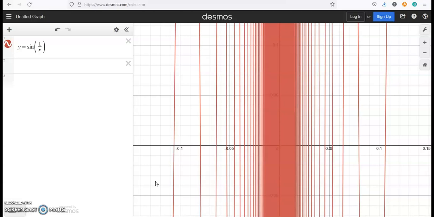Like I said, that's a rare bird compared to the others. You really need to make sure you understand the background behind the removable discontinuity, the jump discontinuity, and the infinite discontinuity.